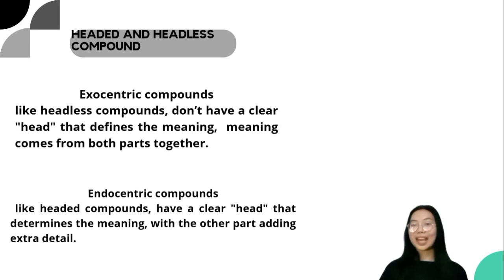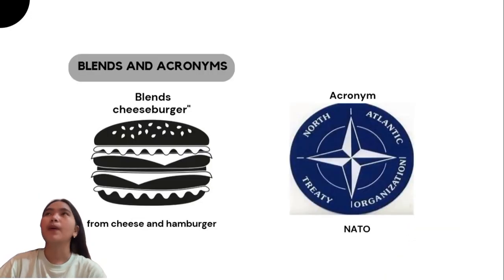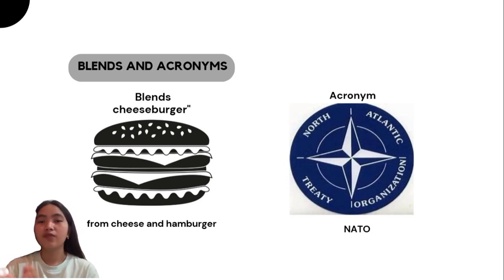Exocentric compounds are like headless compounds because they don't have a clear head that defines the meaning. The meaning comes from both parts together, not just one. Meanwhile, endocentric compounds are like headed compounds because they have a clear head that determines the meaning, with the other part adding extra detail. Now we move on to blends and acronyms. So guys, you know cheeseburger, right? It's a combination of two different words that make one meaning.